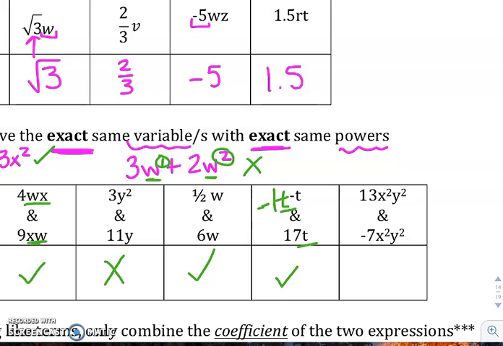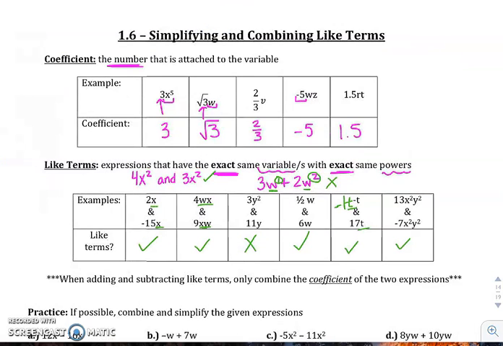And then 13x squared y squared and negative 7x squared y squared. Do they have the same number of x's? Yes. Same number of y's? Yes. So they would be like terms.